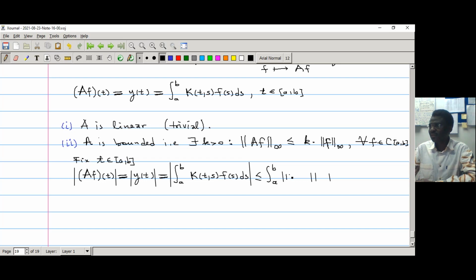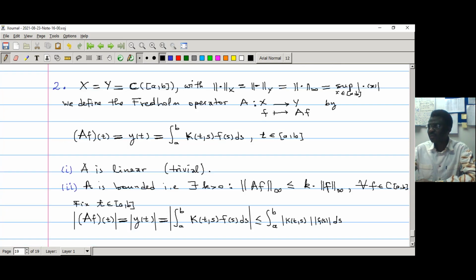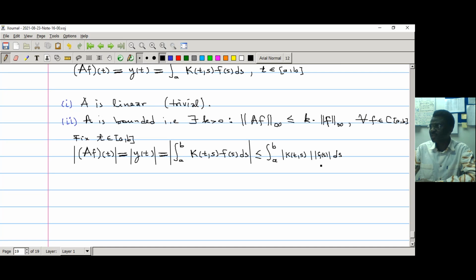K(t,s) F(s) ds. You see that t is fixed. When I fix it, it's fixed. And I apply this, right? Okay, we know that F is taken where? F is taken here in X. And in X, we have the infinity norm. So this is less than the infinity norm of F.